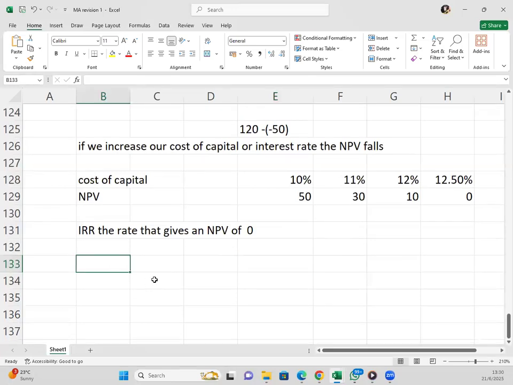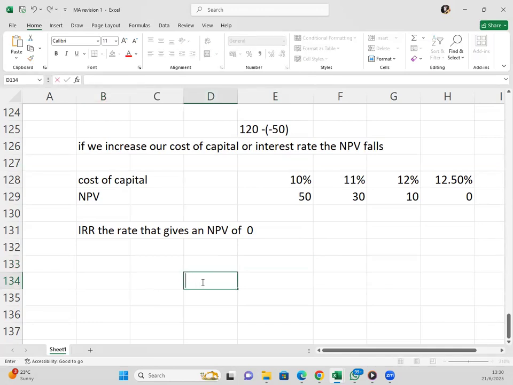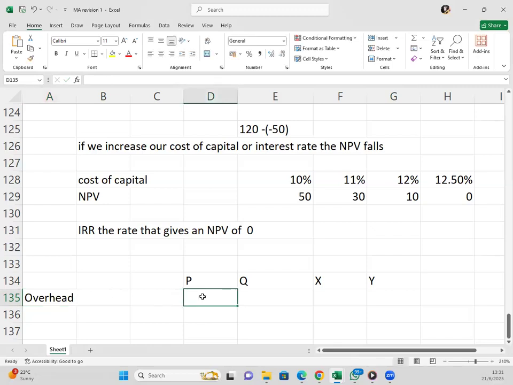So we have our departments: Department P, Q, X, and Y. Having these departments, we were told about the production overhead allocated before secondary apportionment.